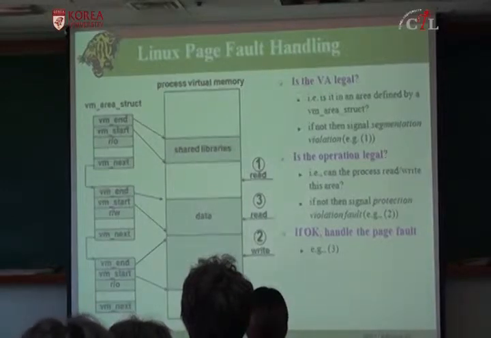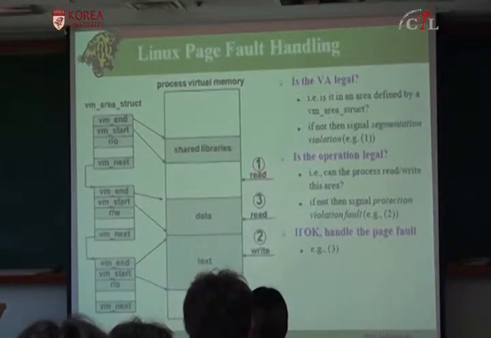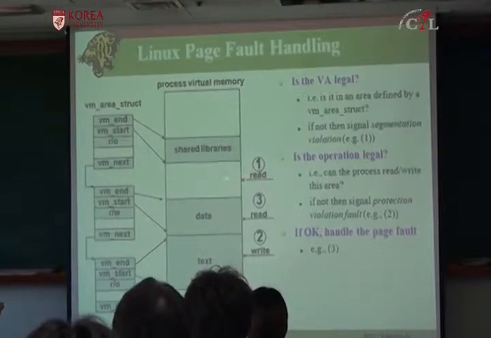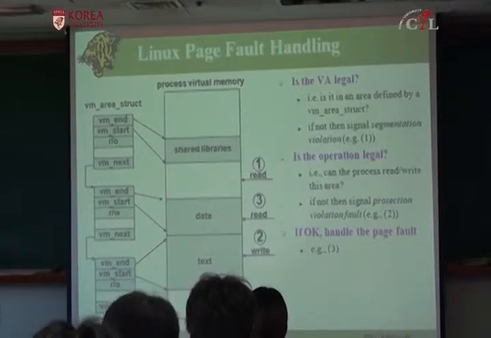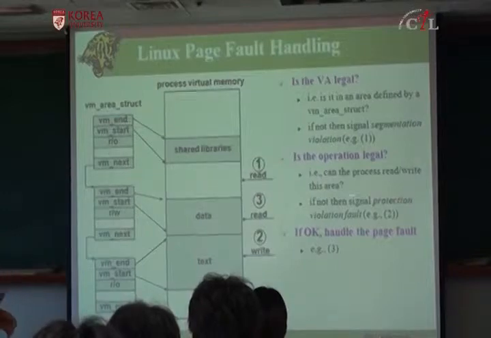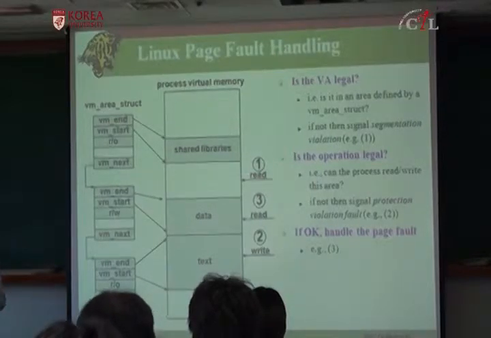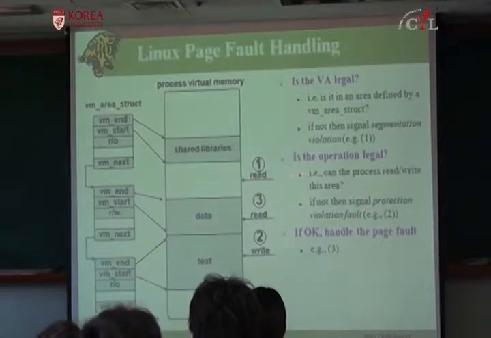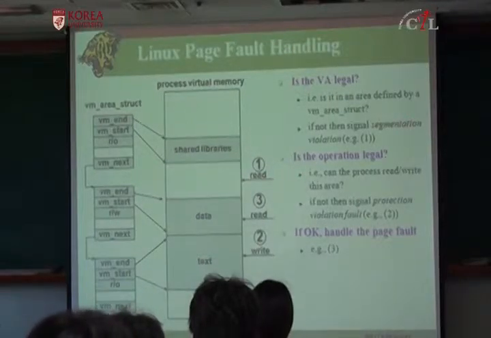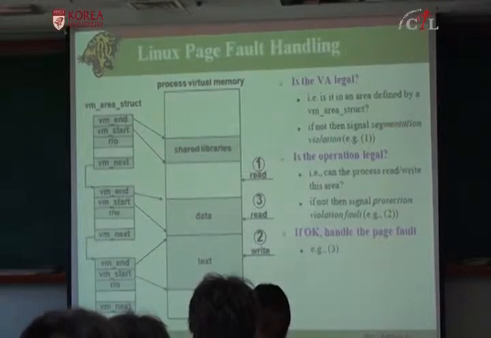Okay, so in this case, you are trying to read some area which is not mapped to any area. You are referring to an address which is not mapped to any area. So this means this is an illegal address. So you generate a segmentation violation.